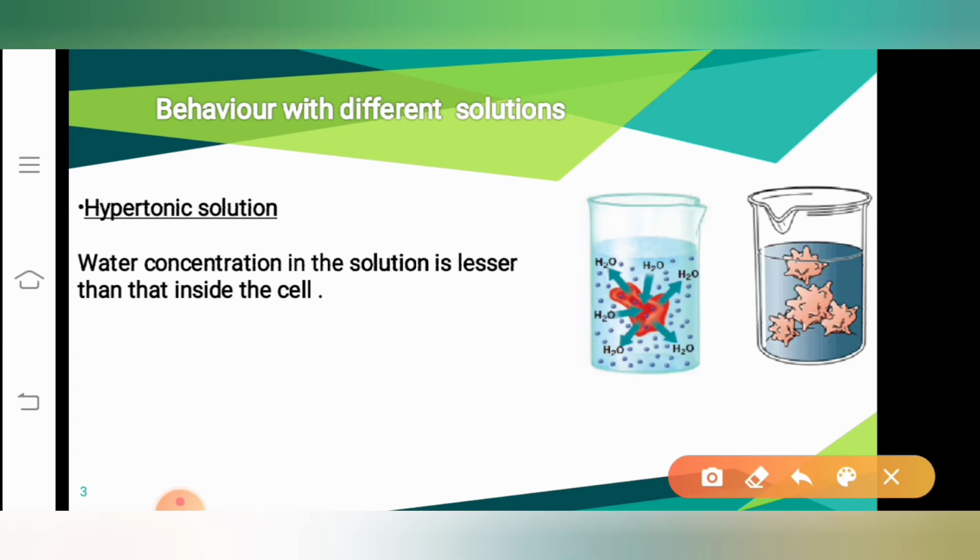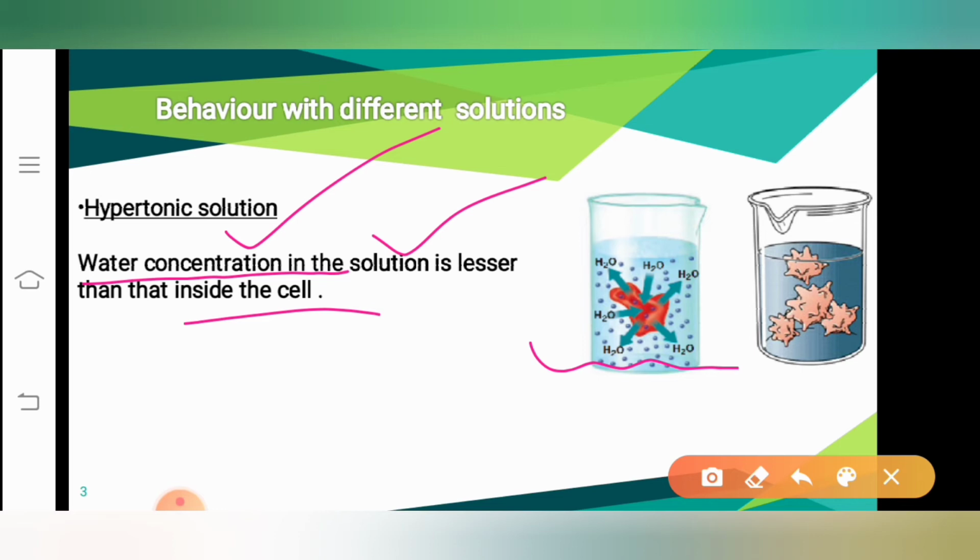Hypertonic solution. What is meant by hypertonic solution? Hypertonic solution is a solution where the water concentration in the solution is lesser compared to the concentration in the cell. I repeat, we are going to understand now about hypertonic solution. Okay, so in the case of hypertonic solution, what happened? In the solution, the level of water concentration is lesser compared to the cell.